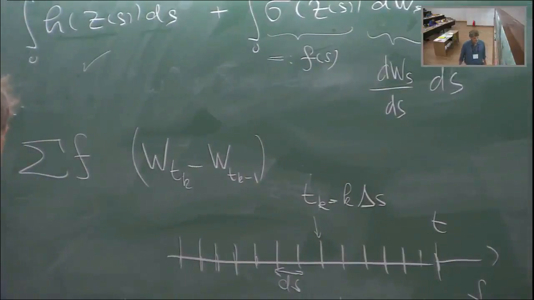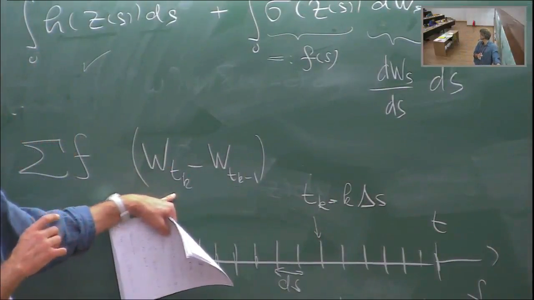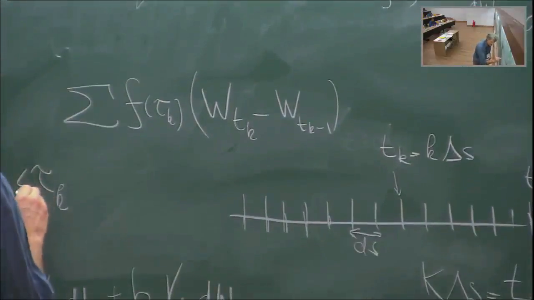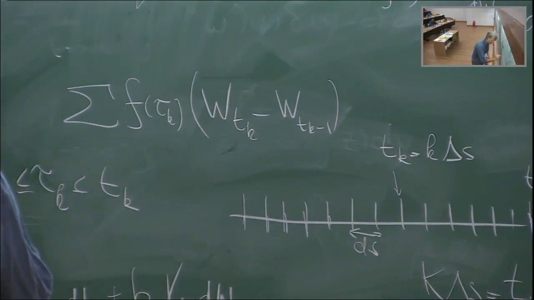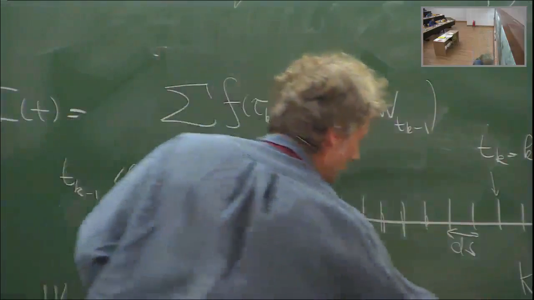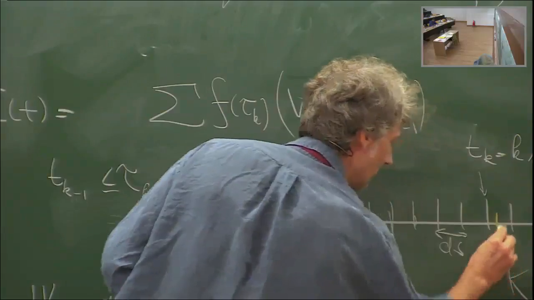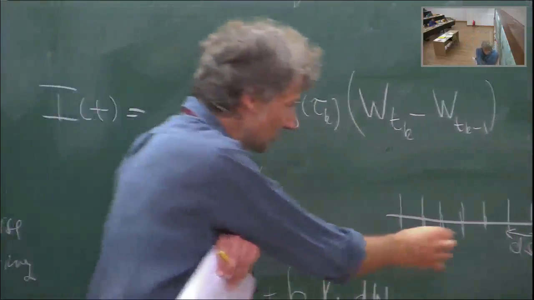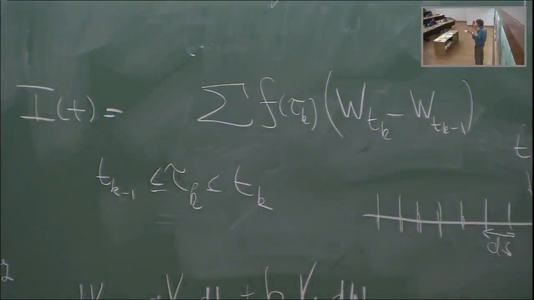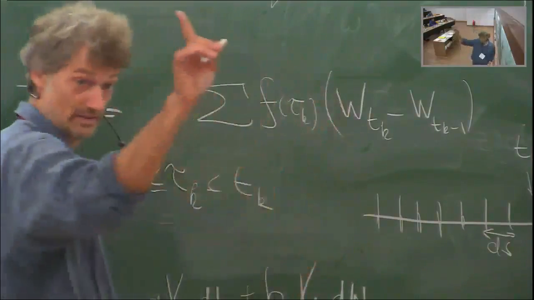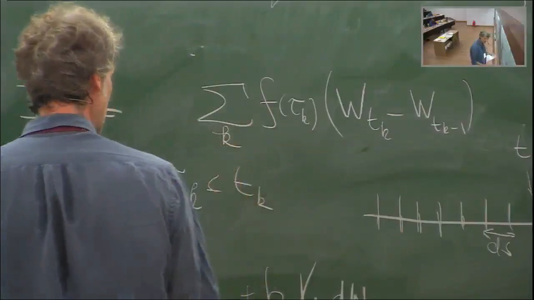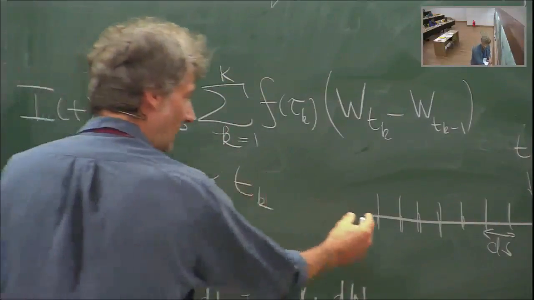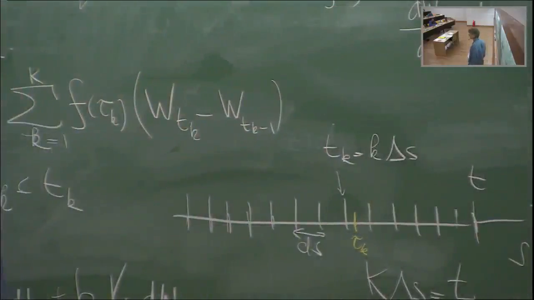So I need to now evaluate this function here somewhere in this interval. Okay? So I call this tau k, and tau k is smaller than or equal to tk and bigger or equal to tk minus 1. So the tau k is somewhere in between. Okay? So if you do normal Riemann integration, it doesn't really matter where you evaluate your function in there. Okay? All these limits will converge to the same answer. And let me just write here, this is now k goes from 1 to K, and we let K go to infinity. Okay, so we take finer and finer partitions, so our delta s here will be smaller and smaller.